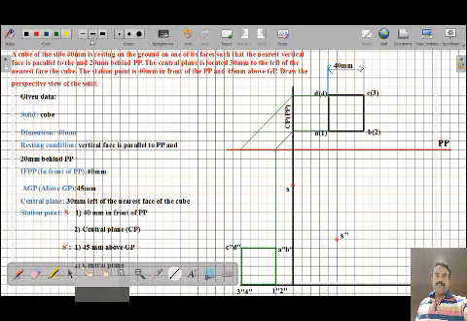Now connect all the corners in the top view to the station point S. And similarly, follow the same procedure: connect all the corners in the side view to the station point S double dash.